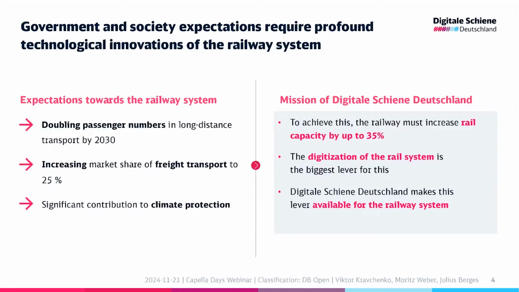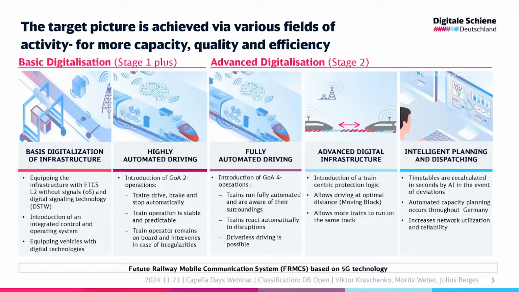You might know that in Germany we have the political goal to double passenger numbers in long-distance transport by 2030. To achieve that, we must increase railway capacity, and we believe that the biggest lever for that is the digitalization of the railway system. We have split the railway digitalization into two different stages. The first stage focuses on digitalization that can be rolled out in a shorter term.